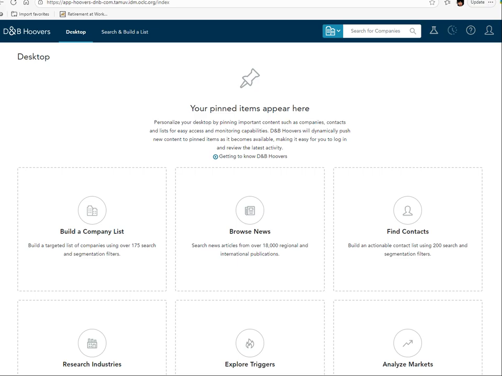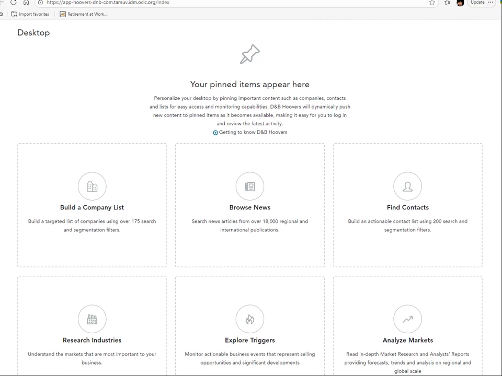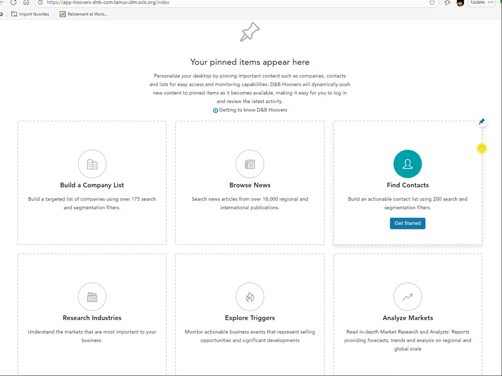Another huge usage for DB Hoovers, as you can see, is that DB Hoovers collects contact information. They go through the corporate pages and find all important people's contact information. So here you may build an actionable contact list for your own use.